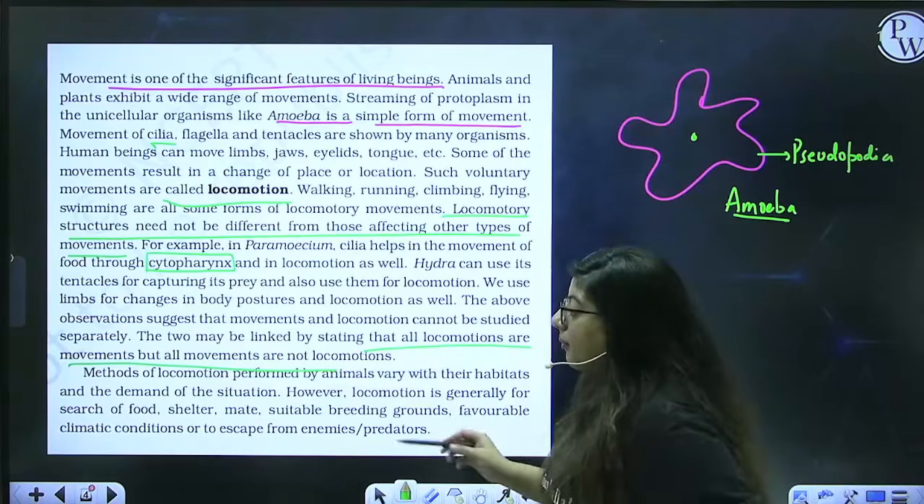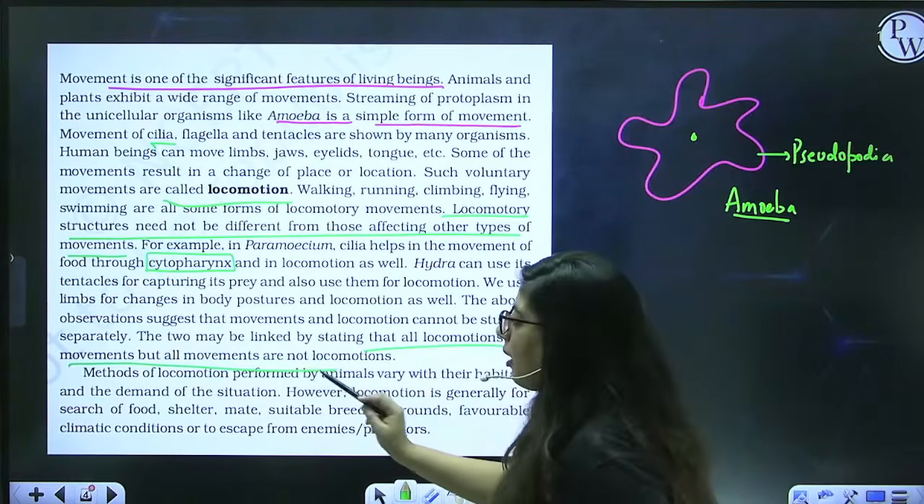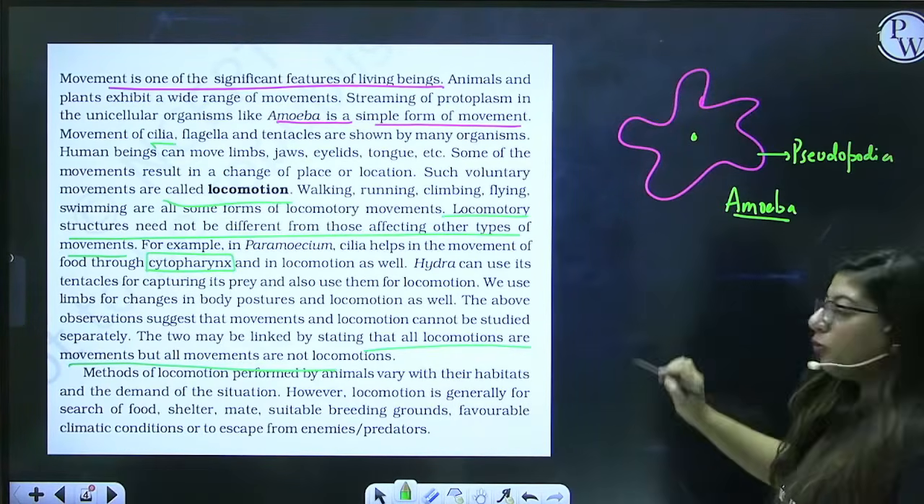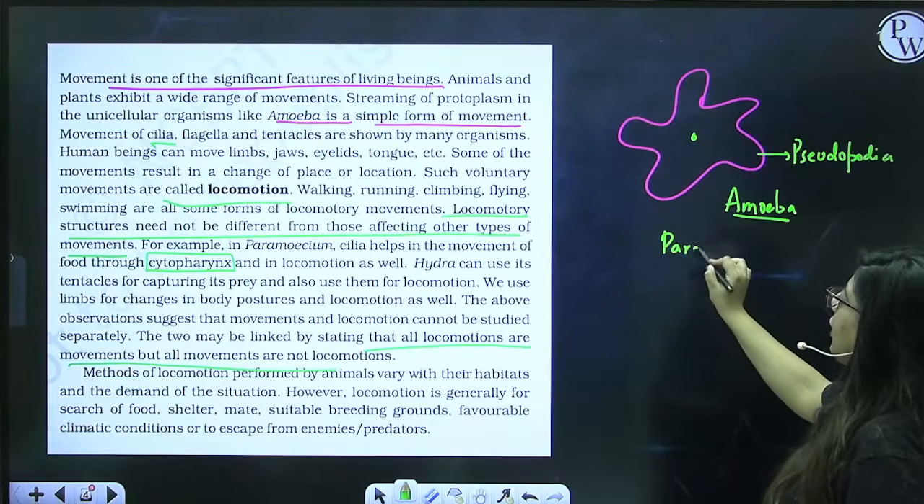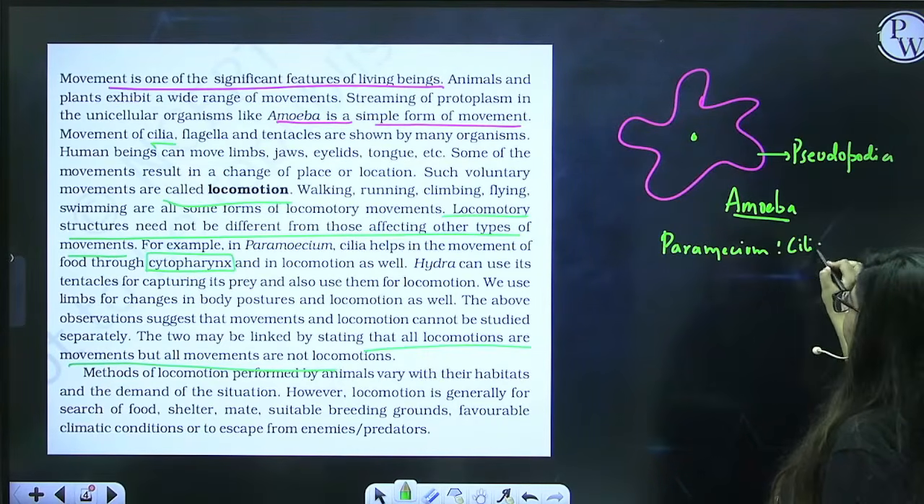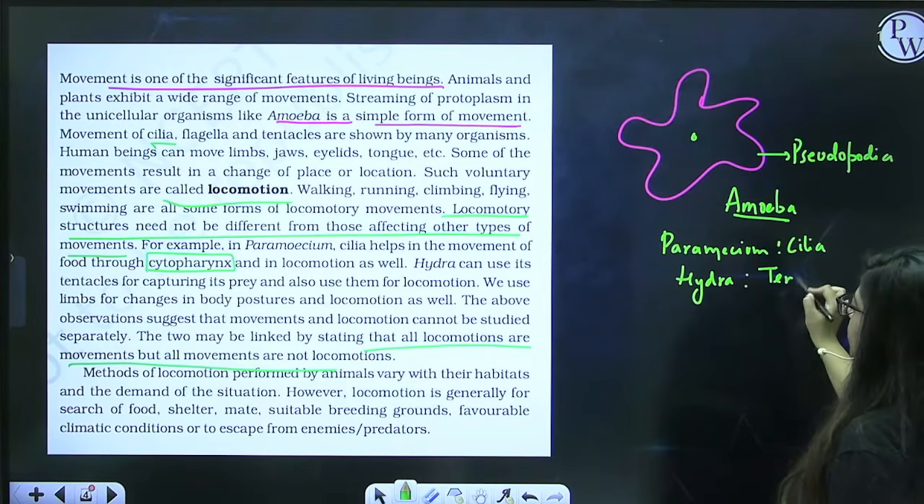Methods of locomotion performed by animals vary with their habitats and the demand of the situation. Now, as you have seen, amoeba walks by the pseudopodia. And as we have discussed, paramecium walks by cilia. Hydra walks by, guys, tell me. Hydra walks by tentacles. Okay.